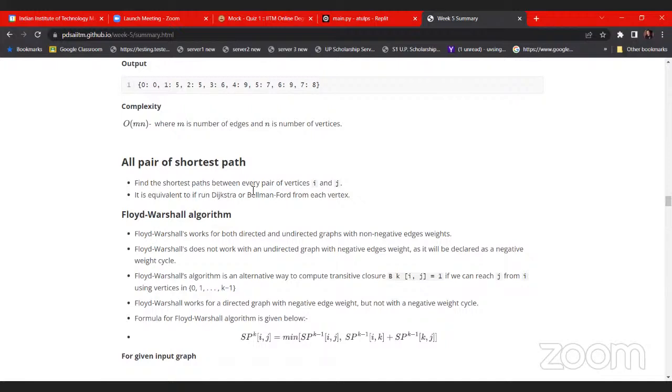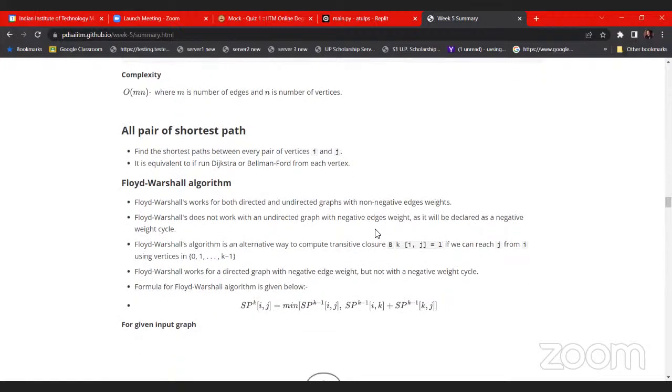So find the shortest path between every pair of vertices i and j. It is equivalent to running Dijkstra or Bellman-Ford from each vertex. So this all pair shortest path algorithm means we are applying the Dijkstra or Bellman-Ford algorithm on every vertex one by one. What result we will get that way, we will get directly using the Floyd-Warshall algorithm.